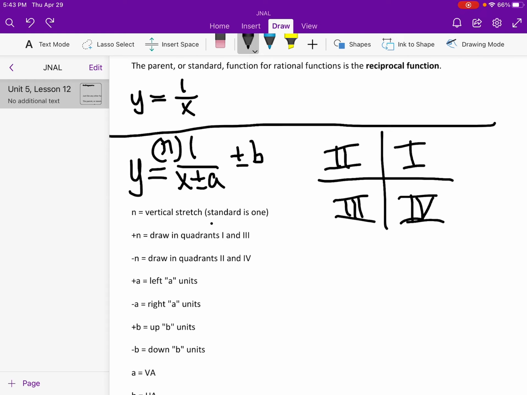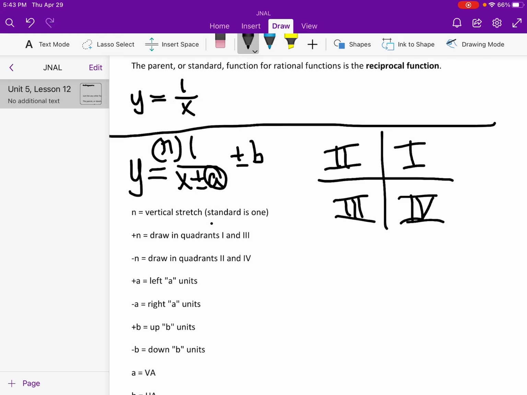Okay, so if a is positive, well, not necessarily that a is positive, but if the sign here is positive, then it's going to be left a units. So if a was 5 and it was plus 5, then it would mean that the vertical asymptote is shifted 5 to the left. We'll look at that more later. And you might think usually negative is what goes left.